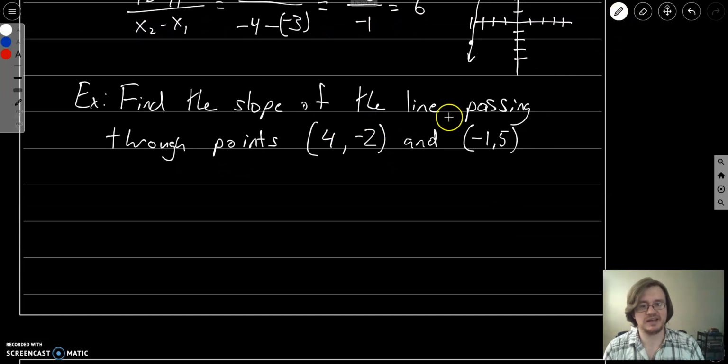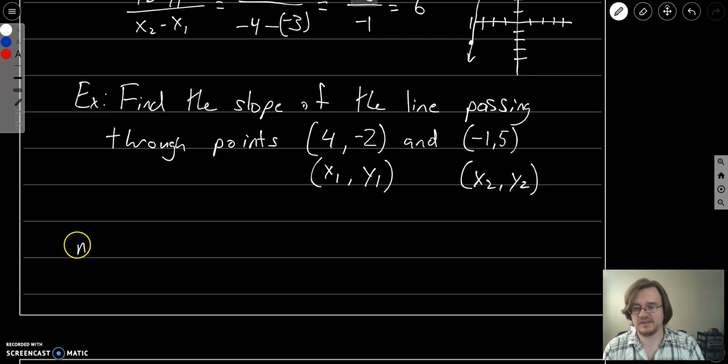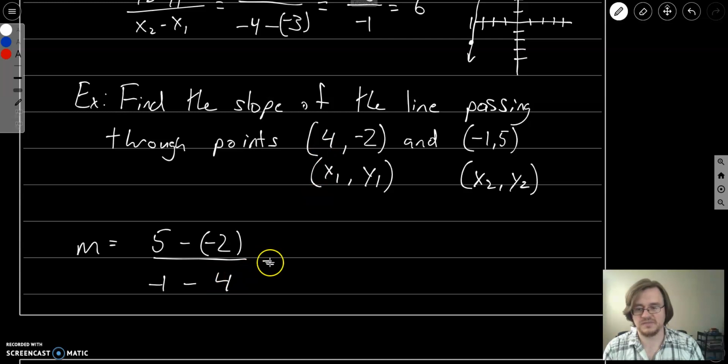And then the slope of the line passing through the points 4, -2, and -1, 5. Again, we can do this in exactly the same way. We'll call our first point x1, y1, our second point x2, y2, and we can find the slope, which will just be y2, which is 5, minus y1, which is -2, over x2, which is -1, minus x1, which is 4. We'll get 5 minus a -2, so that's the same thing as 5 plus 2 after we cancel out the negative signs. It's going to be 7.